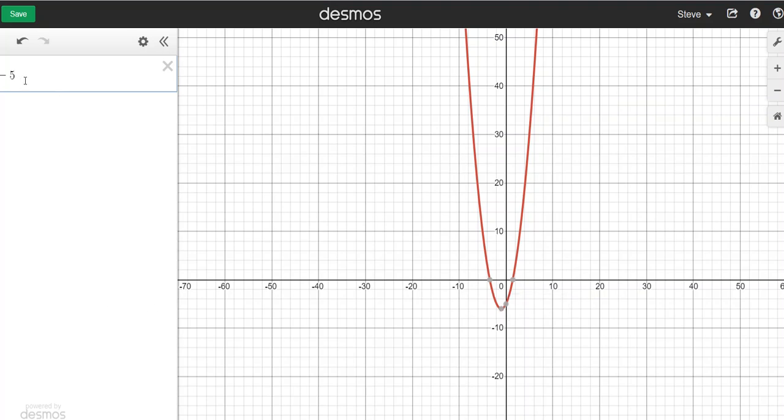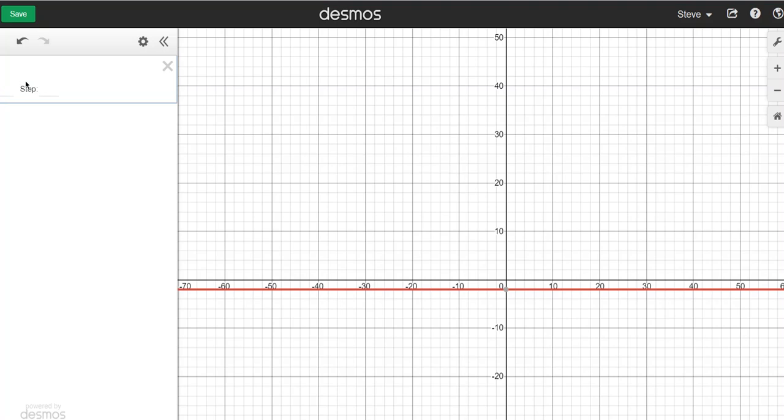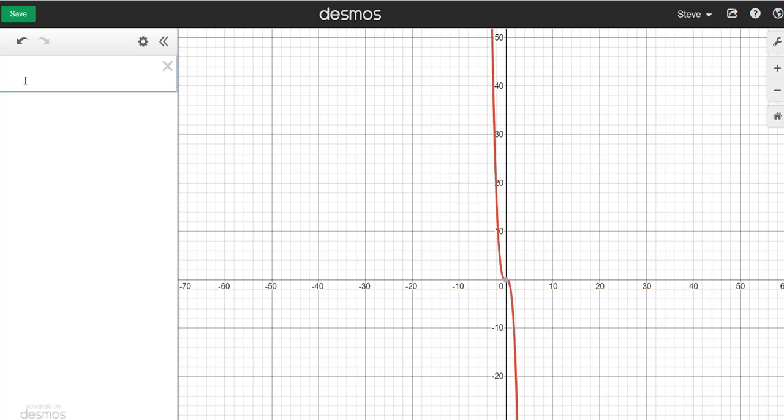If you want to look at number 2, this one is -2x to the third power plus 8x minus 1. That's a cubic, right? Its domain is all reals. Its range is all reals. That's the nice thing about the odd polynomial functions.